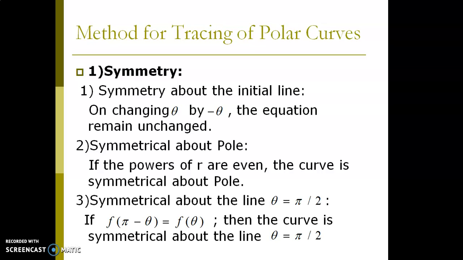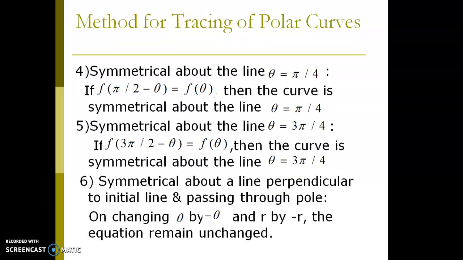Pole means origin. In polar form we call this the pole, and in Cartesian form we call it the origin. And the x and y axes in Cartesian form we call in polar form the initial line and the perpendicular to the initial line. Third is symmetry about the line theta equal to pi by 2. In this case, if f of pi minus theta equals f of theta, then the curve is symmetrical about the line theta equal to pi by 2.